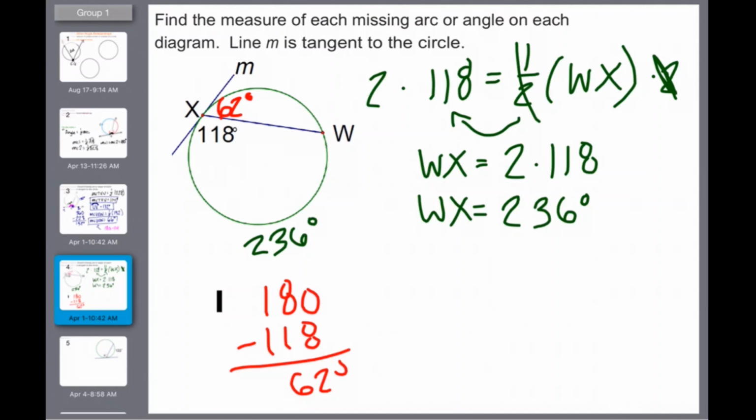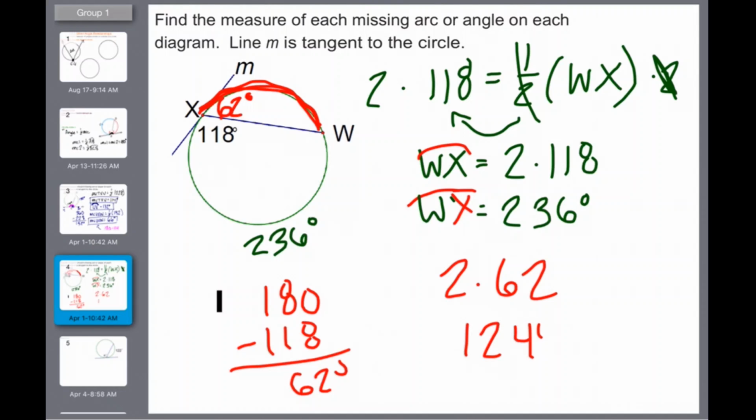All right, next if we want to find our arc on the other side, so this arc XW, so maybe this one. We've got to be careful when we're talking about our arcs for X and W, just because we don't want to confuse them together. So we have one arc is 236. The other arc is going to be 2 times 62, which gives us 124 degrees. So 124 degrees up here.